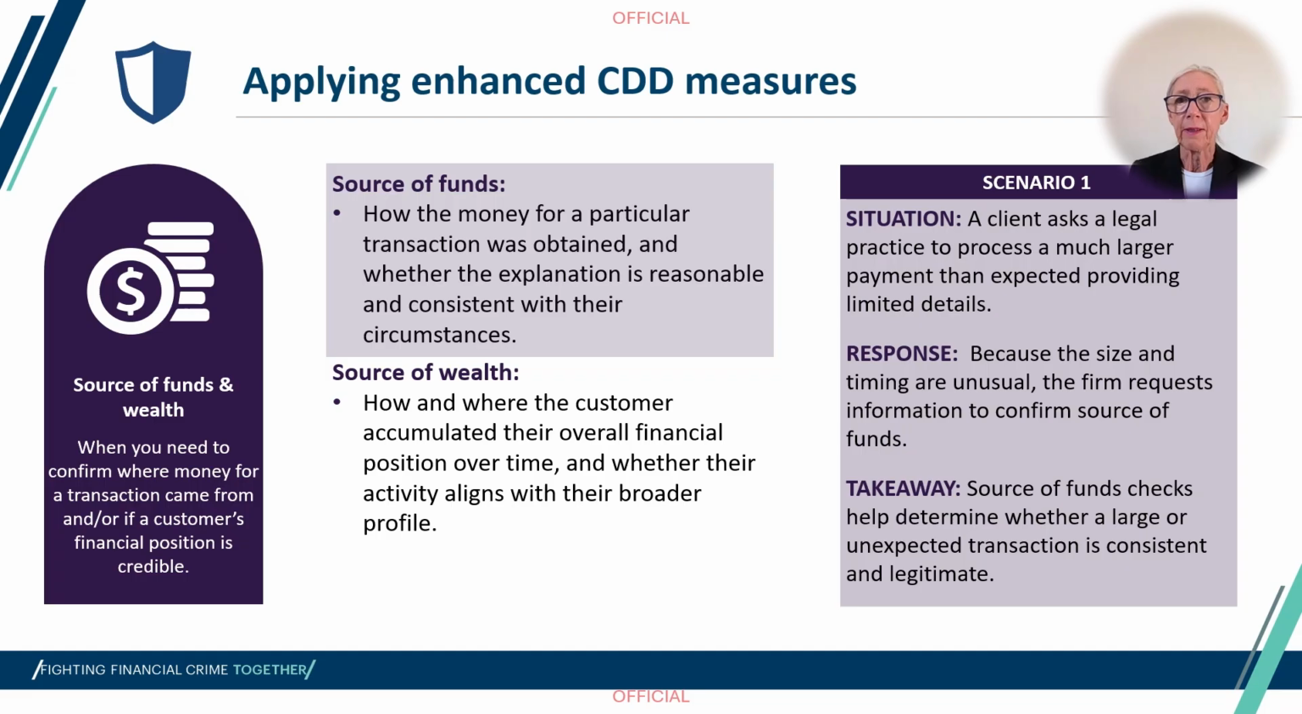The client explains that the funds come from a recent asset sale, but provides limited detail. Because the size and timing of the payment are unusual, the practice asks the client for further information to establish the source of funds so they can understand how the money was obtained and confirm that the transaction aligns with the client's circumstances. This may include information relating to the sale of the asset, such as the nature of the asset sold, and evidence showing that the proceeds of the sale are the source of funds being used in the payment.